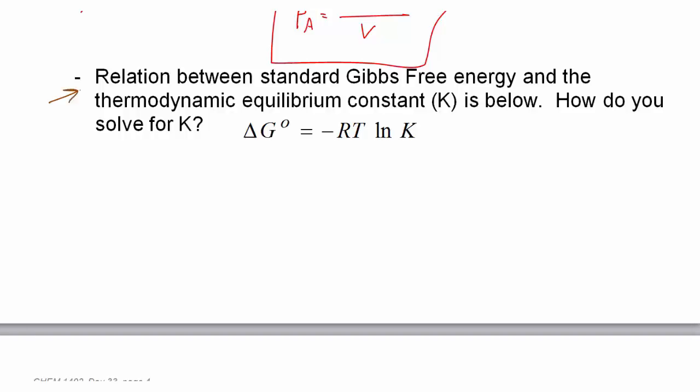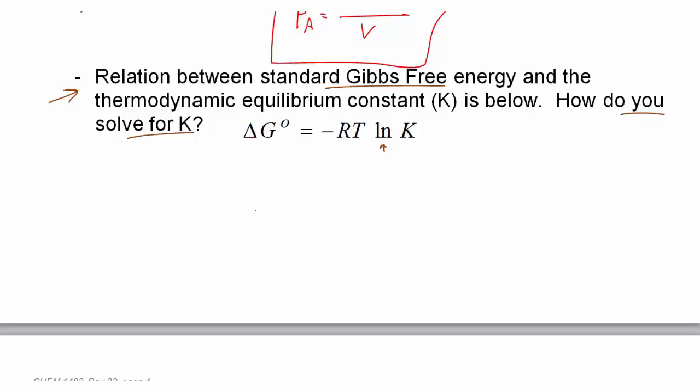Our relation between the standard Gibbs free energy and the thermodynamic equilibrium constant is below. How do you solve for K? So if this is our expression, it has a natural log. We need to get rid of it. Remember how? Raise both sides to the e power.